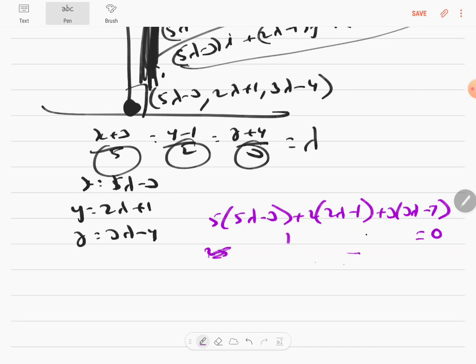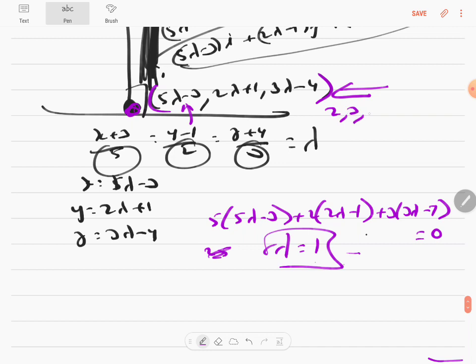When you solve it, you get lambda to be 1. Once you get lambda to be 1, you can substitute in the foot of the perpendicular. This is the foot of the perpendicular. When you know lambda is 1, it becomes 2, 3 and minus 1, which is the foot of the perpendicular. This is the way to find the foot of the perpendicular.